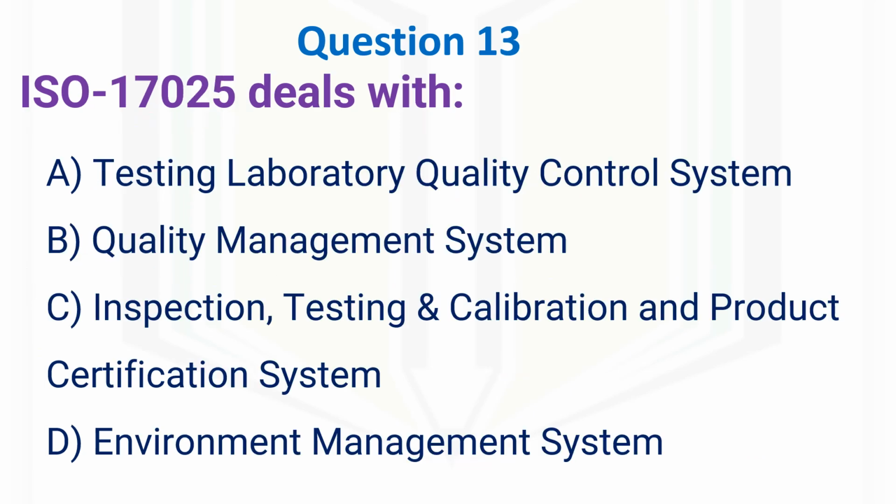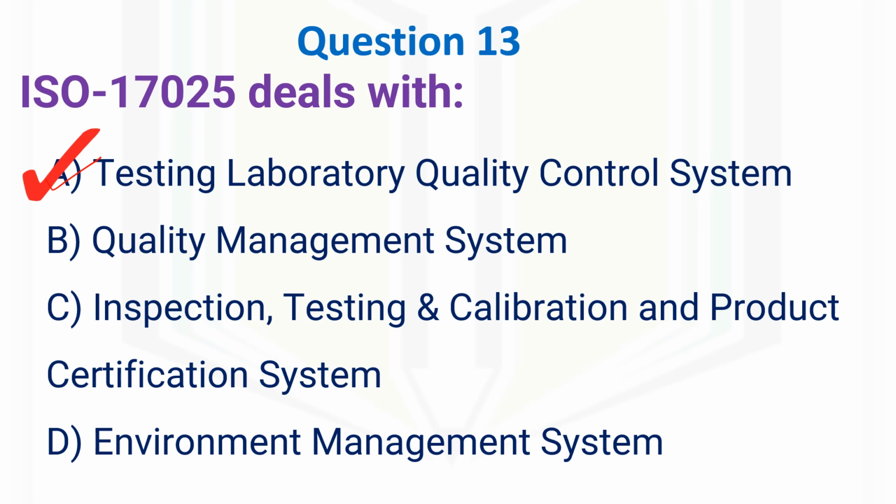Question number 13, ISO 17025 deals with options are option A, testing laboratory quality control system, option B, quality management system, option C is inspection, testing and calibration and product certification system, and option D is environmental management system. So here our correct option is option number A, testing laboratory quality control system. So this ISO 17025 helps an organization with the testing, sampling, calibration, etc., which are specially useful in the laboratory practices. So this is given by ISO 17025.